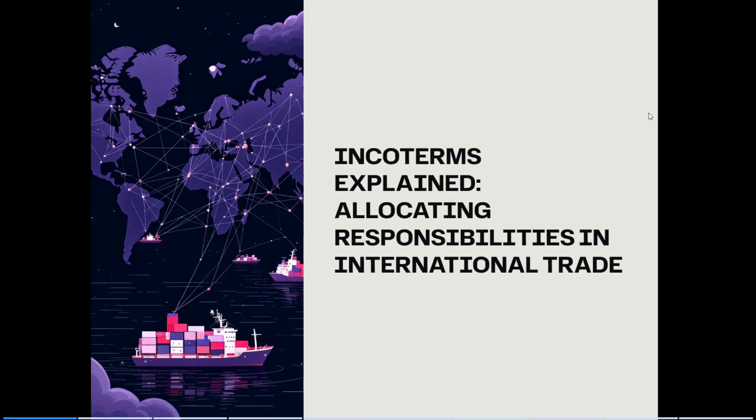Incoterms, short for International Commercial Terms, are a set of globally recognized rules that define the responsibilities of buyers and sellers in cross-border transactions. Understanding Incoterms is essential because they help businesses avoid misunderstandings, reduce risks, and manage costs more effectively in international trade.